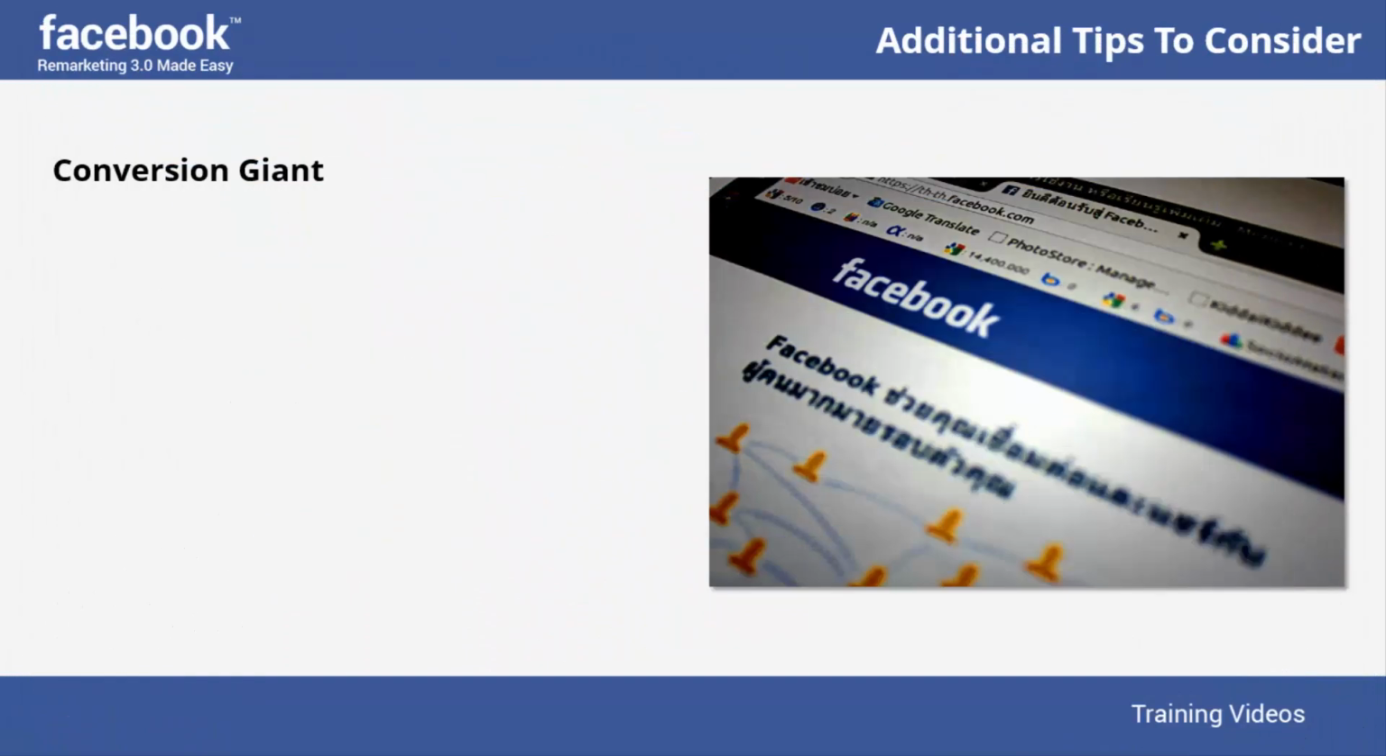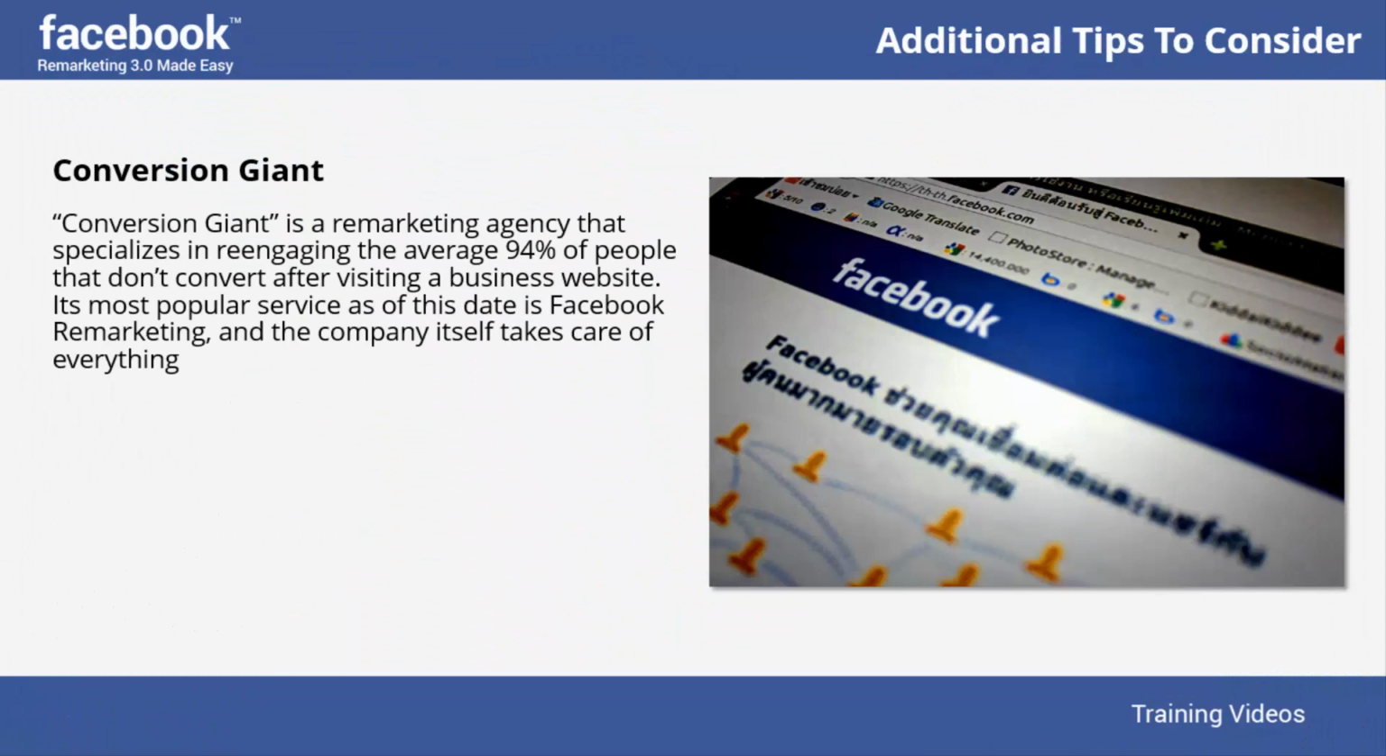Conversion Giant. Conversion Giant is a remarketing agency that specializes in re-engaging the average 94% of people that don't convert after visiting a business website. Its most popular service as of this date is Facebook remarketing, and the company itself takes care of everything.